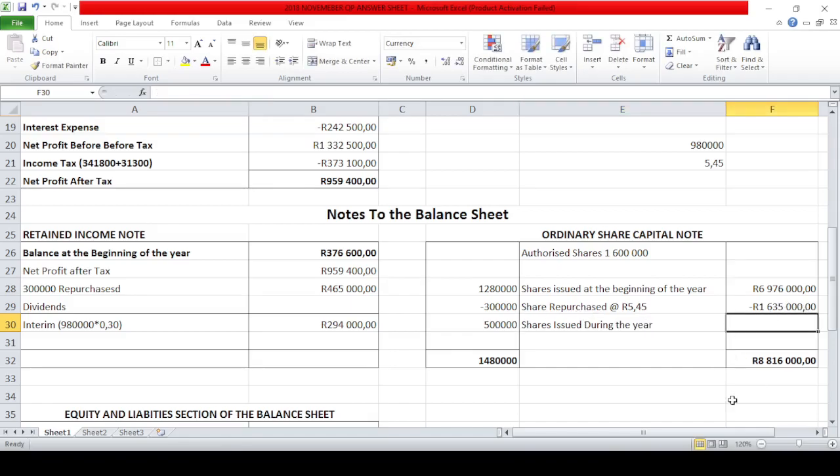Also on the value of the shares, we are going to do the same thing. We are going to say it equals 8,816,000 plus 1,635,000 minus the 6,976,000. So it should make sense. We are done with our ordinary share capital.